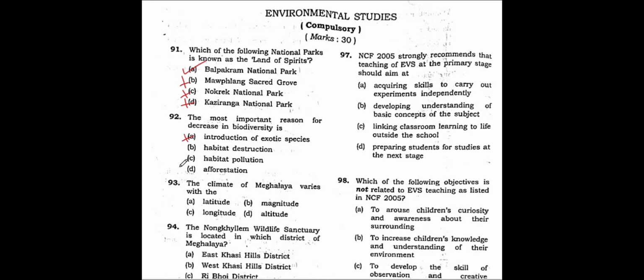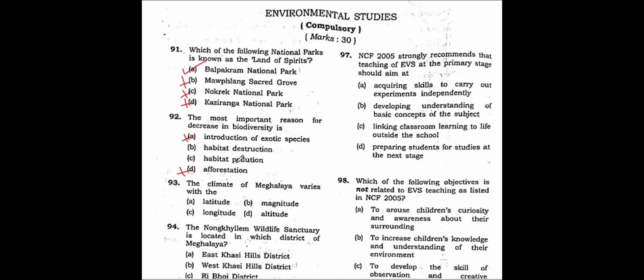Then afforestation. See, my dear friends, I believe that you know what we mean by afforestation. Afforestation is the opposite of deforestation. Now what is deforestation? Deforestation means cutting down trees, but here they have written afforestation. Afforestation means planting more and more trees. So this is a negative, I mean, they want a negative sentence here, but this is a positive word, positive option, so we will not select this.